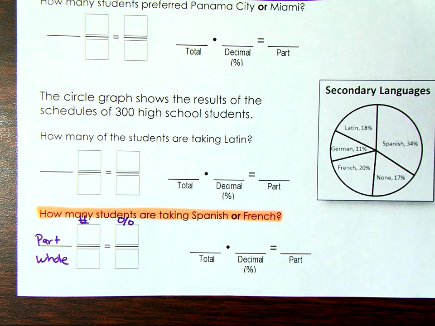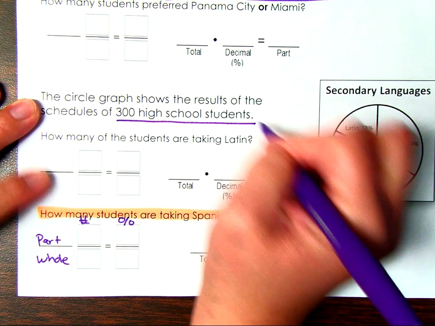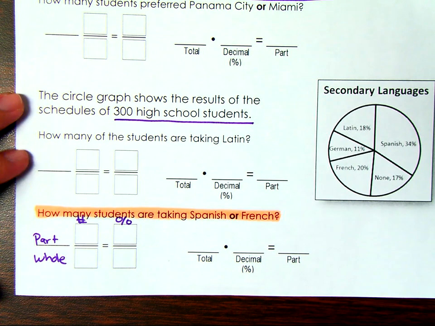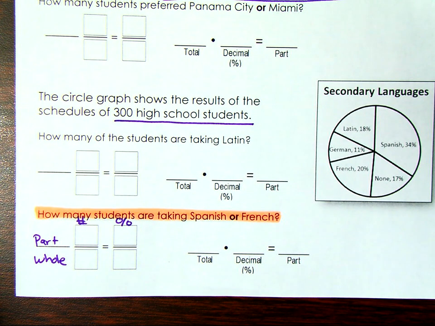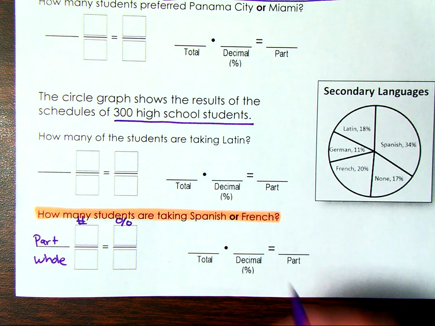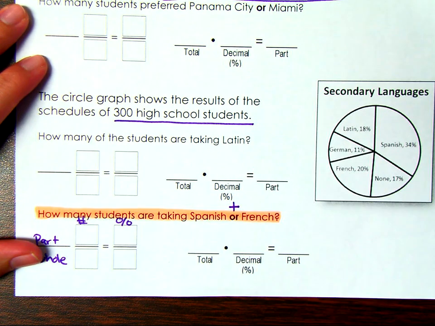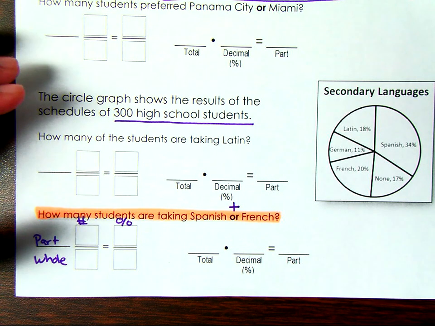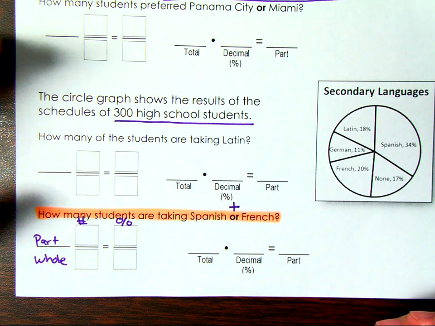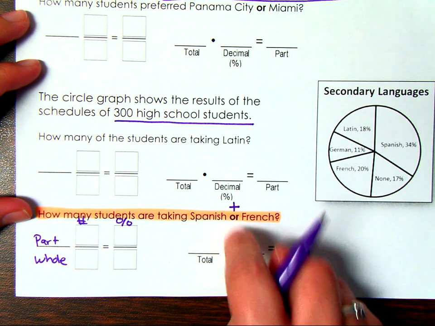Okay? So it says the circle graph shows the schedules of 300 high school students. So right there, I already know that that's my total. We're going to skip to the second one. How many students are taking Spanish or French? So "or" is actually something that we're saying either of them, so we're going to put them together in the same group. So when we see that, it means we're going to need to add them.